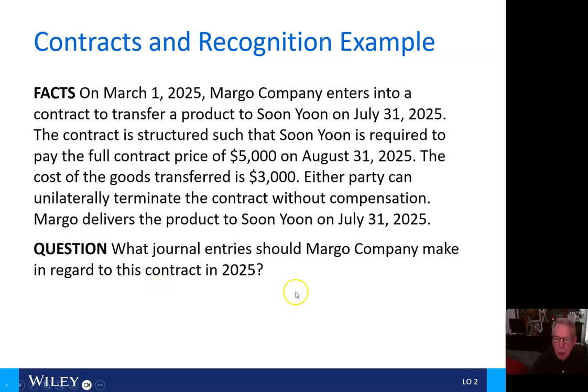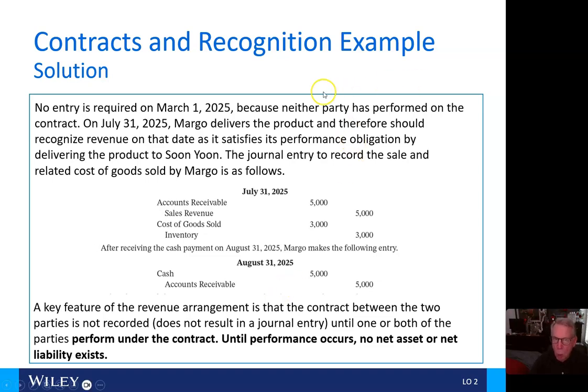Question: what journal entry should Margot Company make in regard to this contract in 2025? Well, no entry is required on March 1, 2025, because neither party has performed on the contract. On July 31, Margot delivers the product and therefore should recognize revenue on that date, as it has satisfied its performance obligation by delivering the product to Sun Yun.